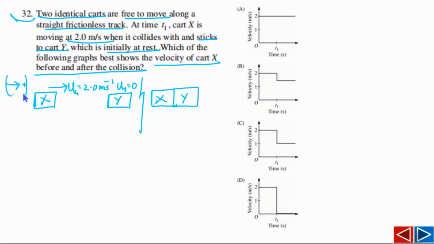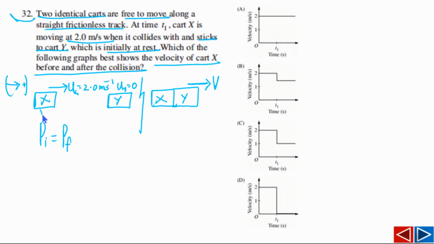So the final momentum also has to be to the right, because in this case there is no net external force acting on the system, so momentum has to be conserved. So these two cars have to move to the right. Let's say the velocity is v. Now simply we can use conservation of momentum. Initial momentum in this case has to be equal to final momentum.